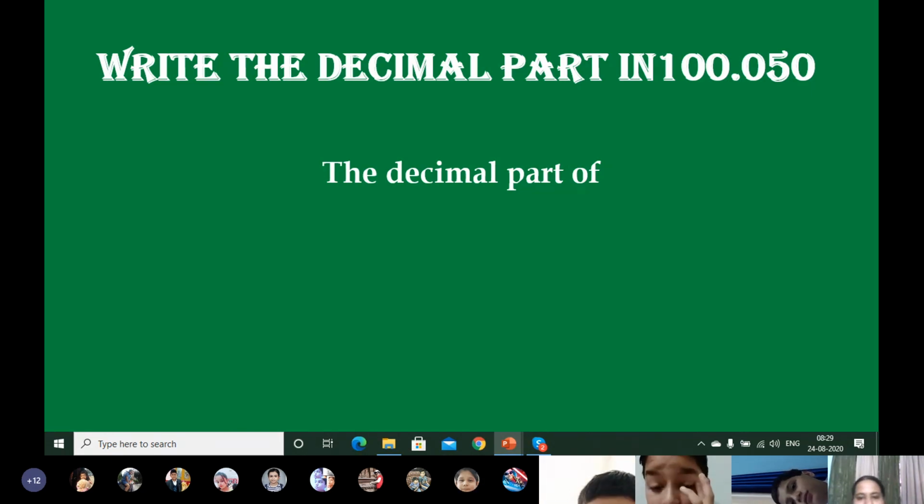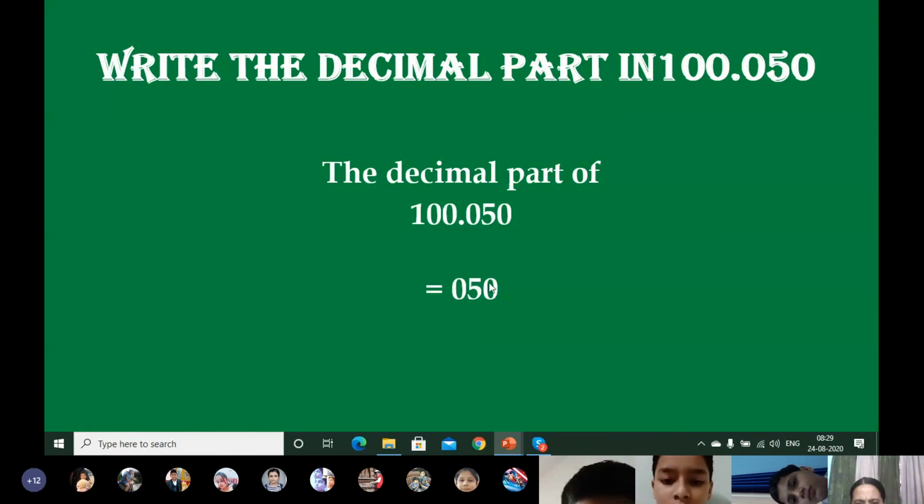050. 0.50. And here is the answer. Decimal part is 050, and this 0 has no value. जैसे for example in whole numbers, if we write 0 before a number it has no value, in the same way in the decimal part, if we write 0 on the right side, it has no value. So the number is 0.5. Any confusion? No, ma'am.